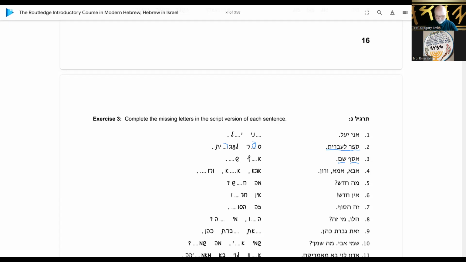Asaph Shem. Asaph Sham. Asaph Shem. It's almost like Shem. Or it could be Asaph as a proper name. Shem could be like the name Asaph. So there's different ways that that could be. You would have to see more. You'd have to have more of the sentence to figure that out.